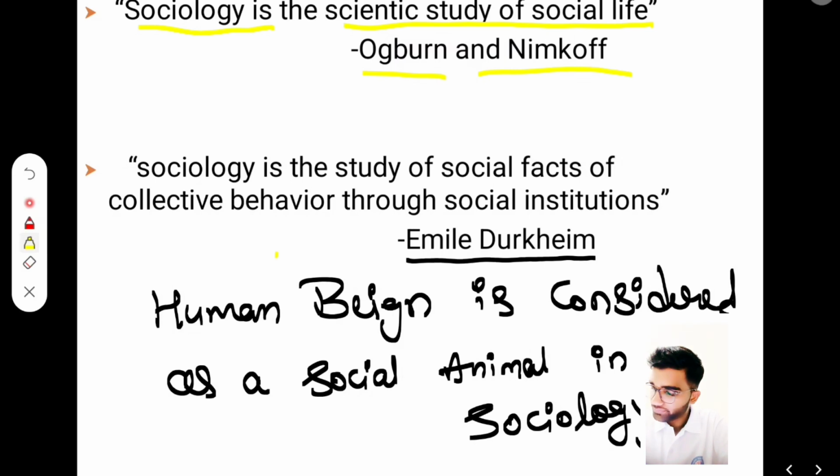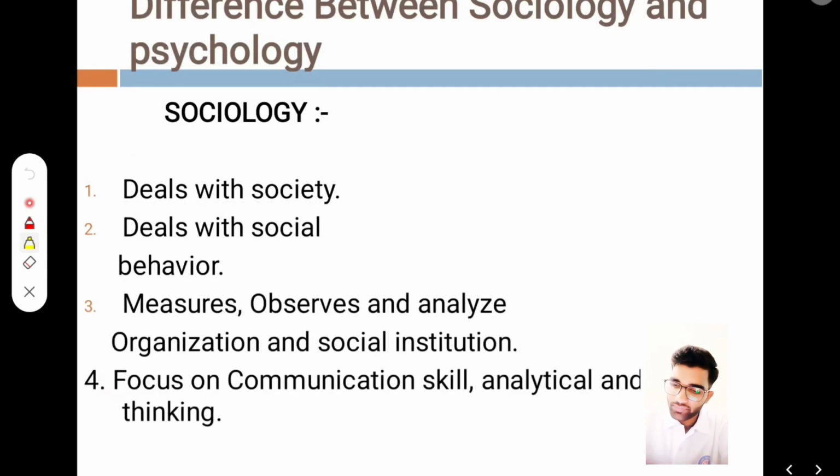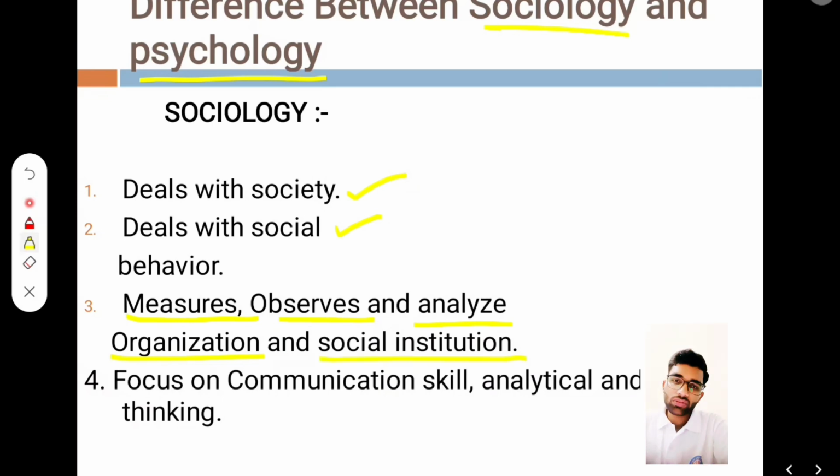Next we'll come to the difference between sociology and psychology. As we know, sociology deals with society and social behavior, and also measures, observes and analyzes organization and social institutions. Sociology mainly focuses on communication skills, analytics and critical thinking.